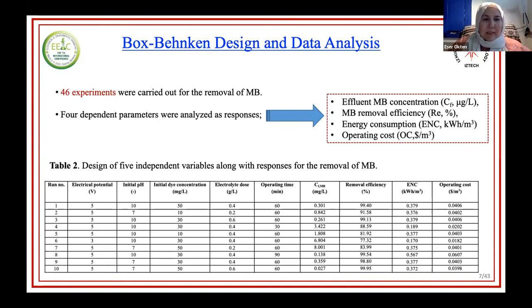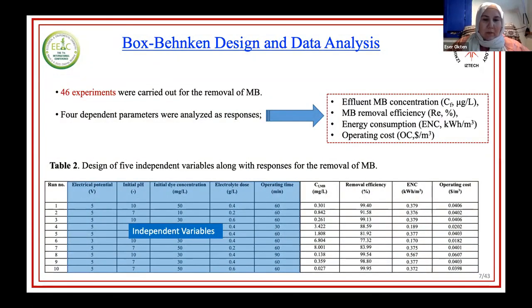Those 46 experiments were carried out for the removal of methylene blue, and four dependent parameters were analyzed as responses: effluent methylene blue concentration, methylene blue removal efficiency, energy consumption, and operating cost. On the bottom of the slide, we only had space to show 10 experiments, but in total, please know that we have done 46 experiments, and our independent variables were, as I said before, electrical potential, initial pH, initial dye concentration, electrolyte dose, and operating time.